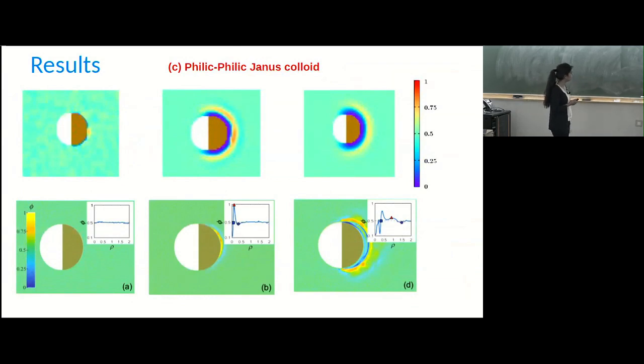These are basically the structures which form around Janus particles. As you see, the rings form here, and with time the rings get bigger and bigger, and it matches with the experimental results. But I think I'll just skip it.